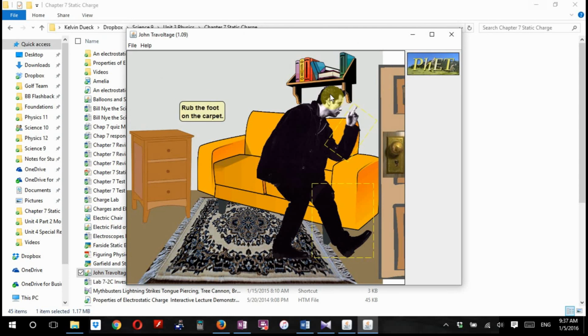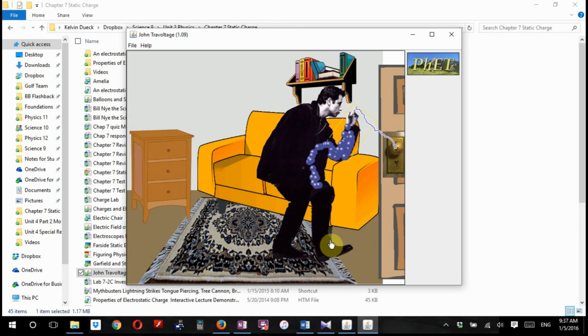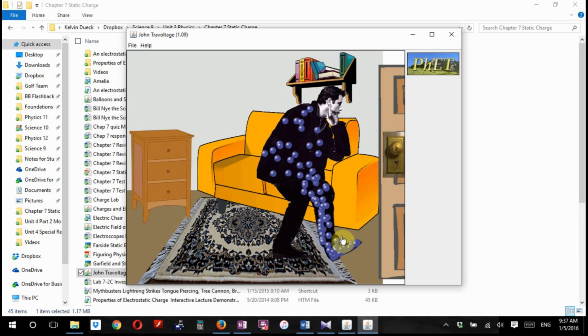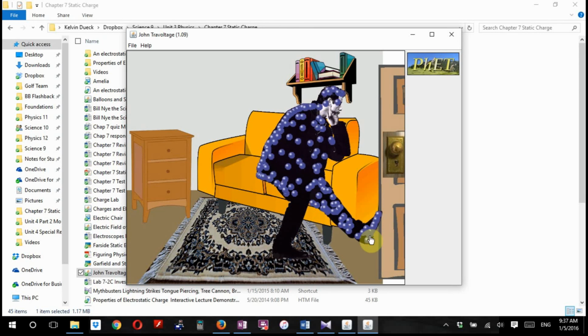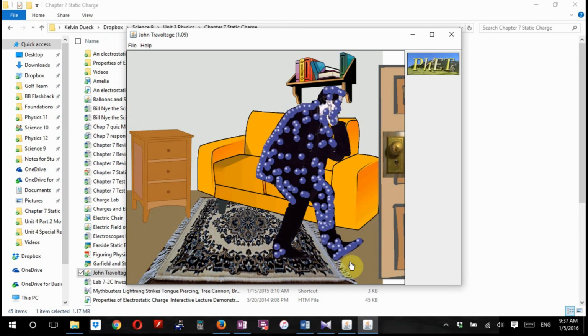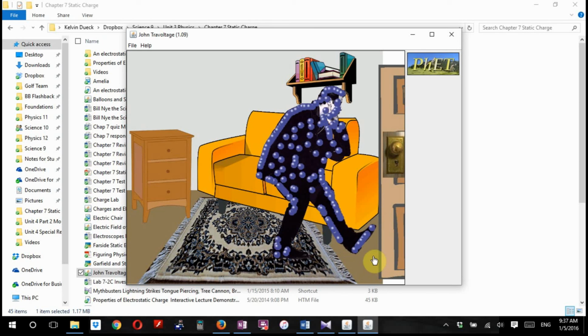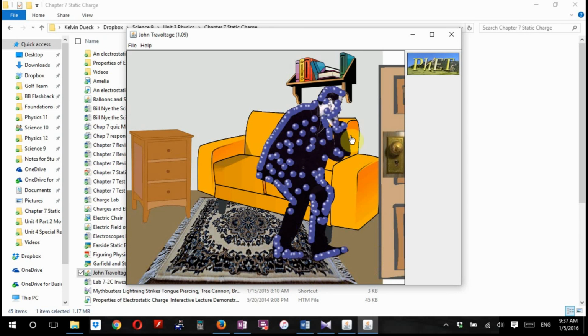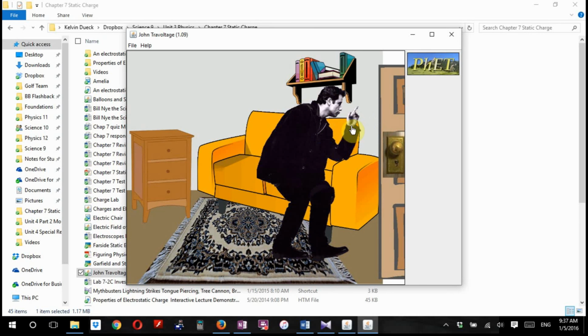Okay? So here's John Travoltage. He's going to rub his foot on the carpet. He's going to build up electrons. Now, if we make this distance bigger, he can build up more electrons, and they don't yet have enough energy to make the jump. So he can get really, really charged. And then as we get closer, okay, that one would have really hurt.